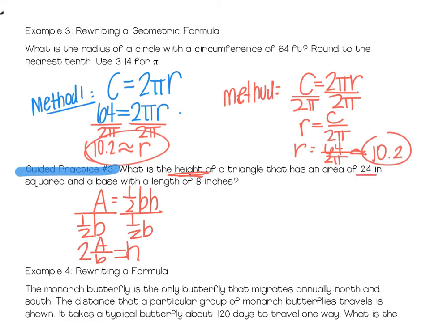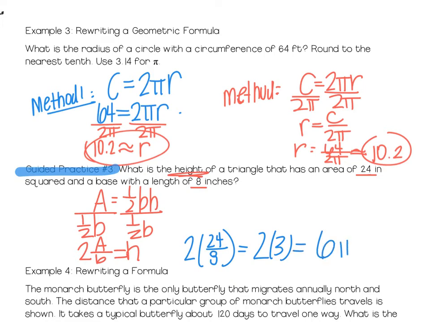Now if they tell you that A is 24 and that b is 8, plug it in and find your answer. Pause the video, plug in your numbers, find your answer, and I'll give you the answer in just a second. Okay, so that's going to be 2 times 24 over 8, which is 2 times 3, which is 6. So my answer is 6 inches. You could have also plugged in A and b first and then solved for h after you got your numbers.